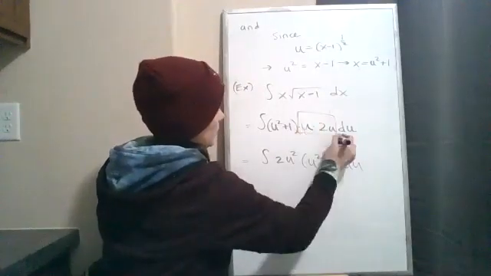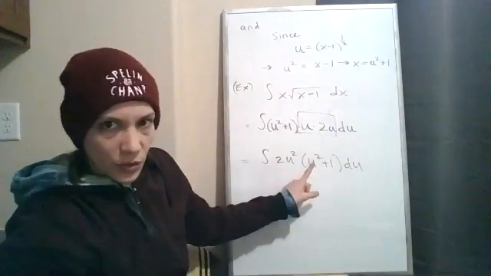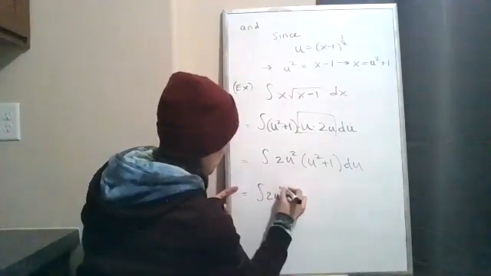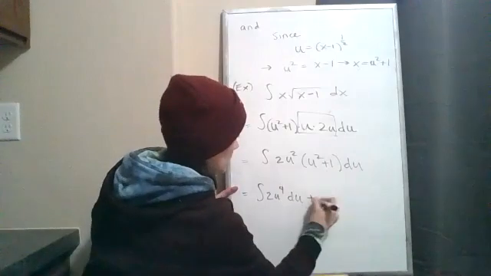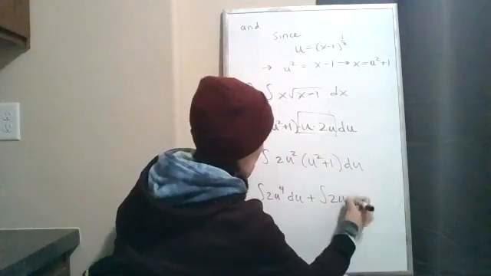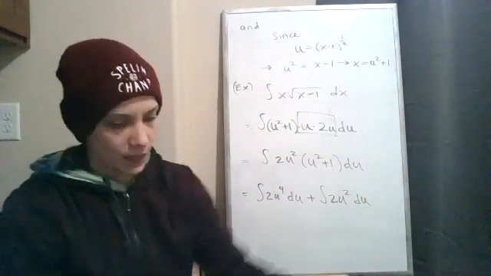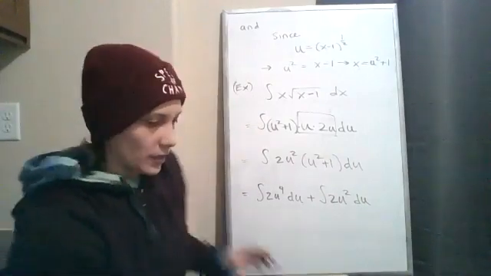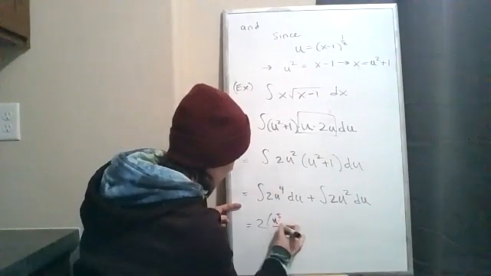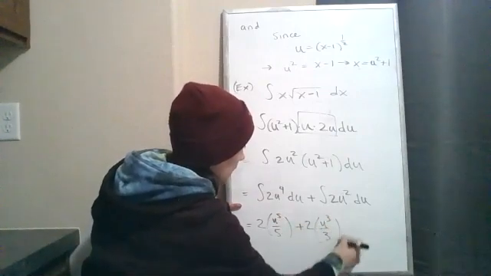So just take care of this part. 2u squared times u squared will give us 2u to the 4th, the integral of 2u to the 4th du, plus the integral of 2u squared du. Okay, so I've got 2 times u to the 5th over 5, add 2 times u cubed over 3.